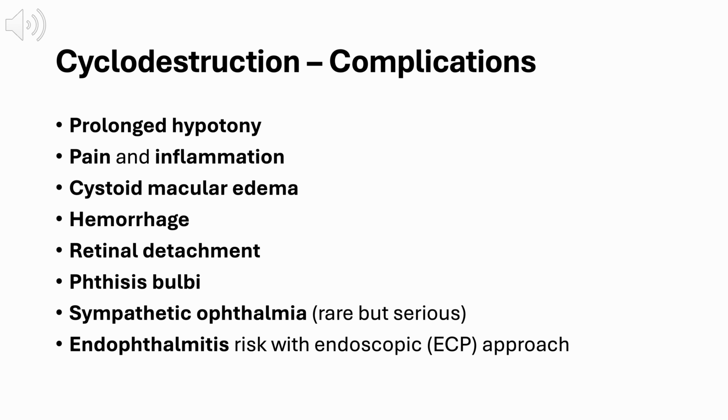Cyclodestructive procedures risk prolonged hypotony, which underlies many downstream issues like inflammation, pain, CME, and, in severe cases, retinal detachment or phthisis. Sympathetic ophthalmia is rare but drives caution in NLP eyes. And with ECP, entering the globe adds a small risk of endophthalmitis not seen with external approaches.